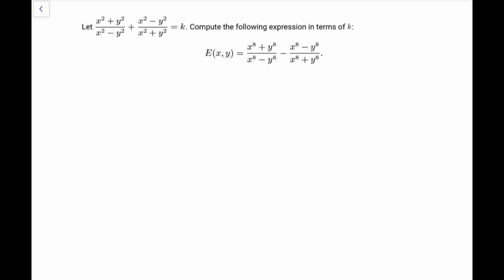So we have this expression right here, and we are going to compute the following expression in terms of k. We have this expression and we have to write it in terms of k. And we know that k equals this expression on the left. So the first thing which I would try is to just sum up these fractions. So we're going to basically calculate the sum.